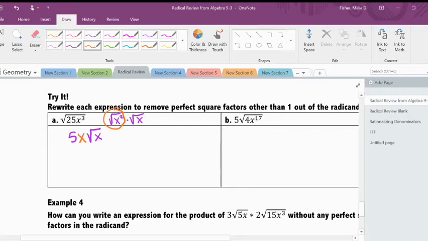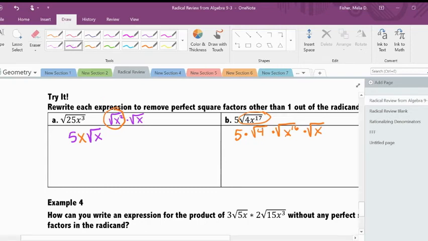This 5 on the outside is just being multiplied times the whole thing, so we're going to put 5 times, and we're going to break this down to the square root of 4 times the square root of x to the 16th, and then times the square root of x. So we've broken this piece right here down into the square root of 4, the square root of x to the 16th, and the square root of x. Because the square root of x to the 16th times the square root of x would be x to the 17th.